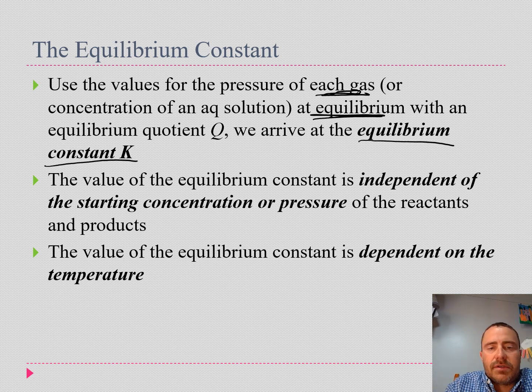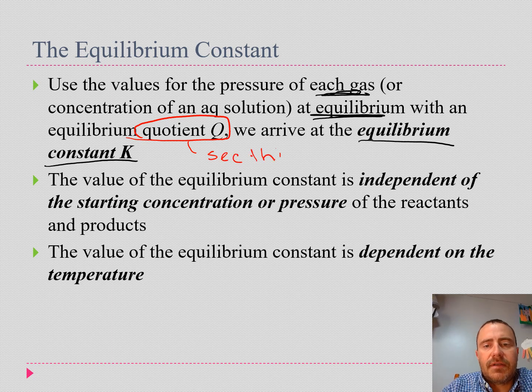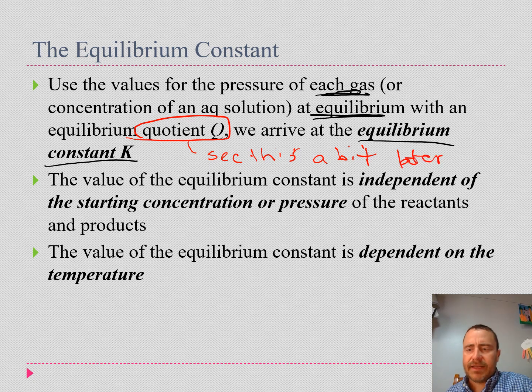Now it also has this thing in here that's called an equilibrium quotient, Q. We'll see this a little later. We're going to save that for a little bit later. Right now we're focusing on the equilibrium constant K.